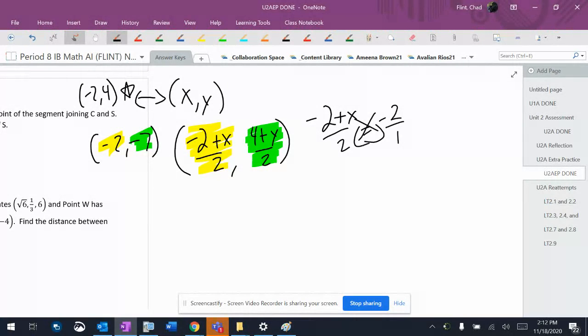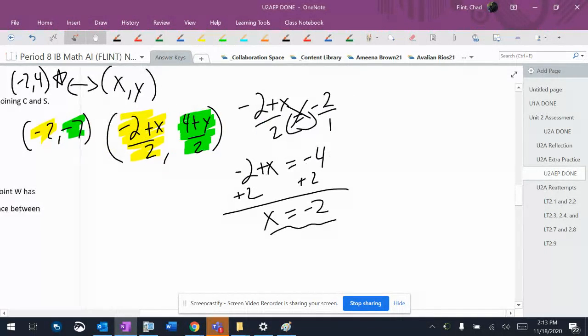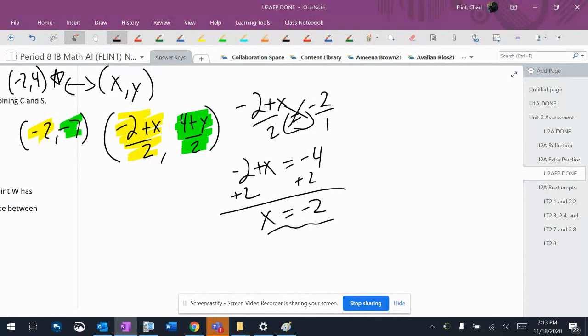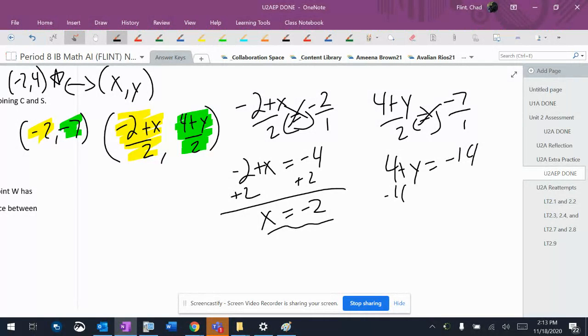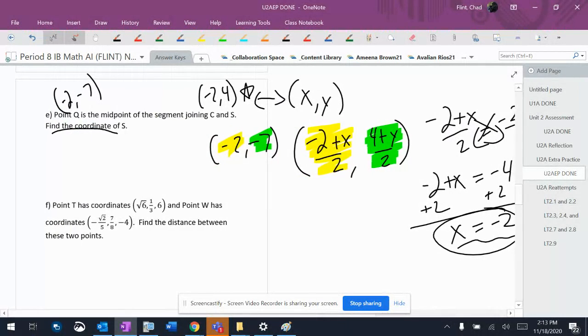So (-2 + x)/2 = -2. Put that over 1 and cross multiply: -2 + x = -4, so x = -2. The same deal for the y, which I have in green right there: (4 + y)/2 = -7. Put that over 1, and it's going to be 4 + y = -14, so y = -18.